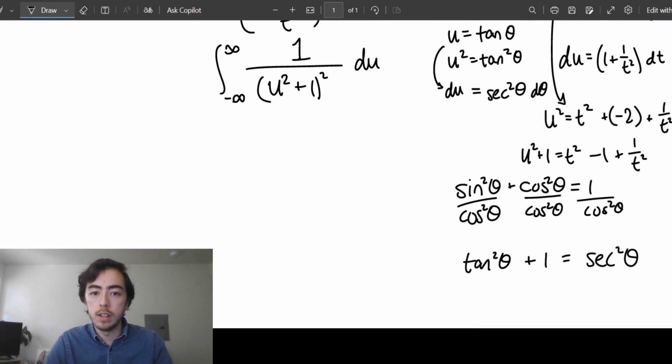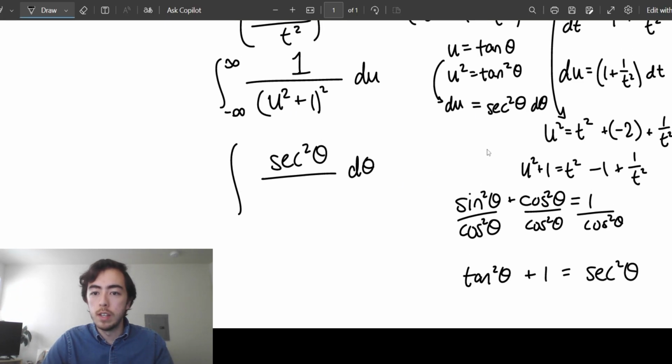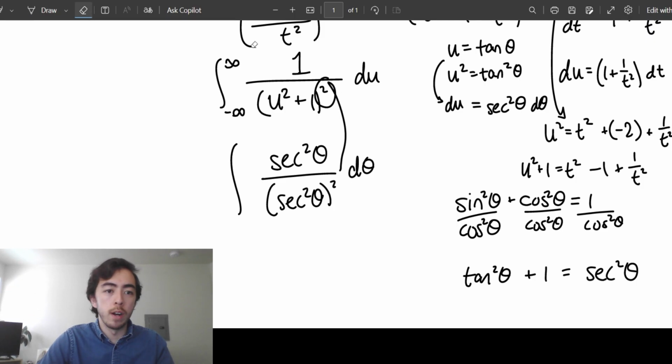Cool. All right. So let's replace our du with a d theta, and then I'm forced to put a secant squared theta on top. And then in the bottom, I can replace u squared plus 1, that's the same thing as tangent squared plus 1. So I could replace that with secant squared theta, and then I can't forget that there is already a square on that one.